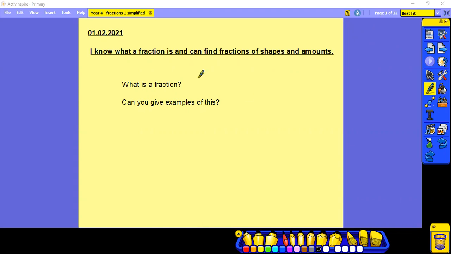Okay, so let's start by writing the short date and underlining, and then writing the learning objective. I know what a fraction is and can find fractions of shapes and amounts, and underlining. So let's start off with the following two questions. What is a fraction? And can you give examples of this? So pause this whilst you have a try.